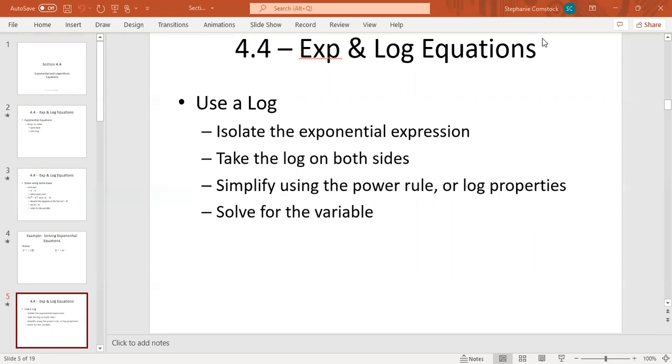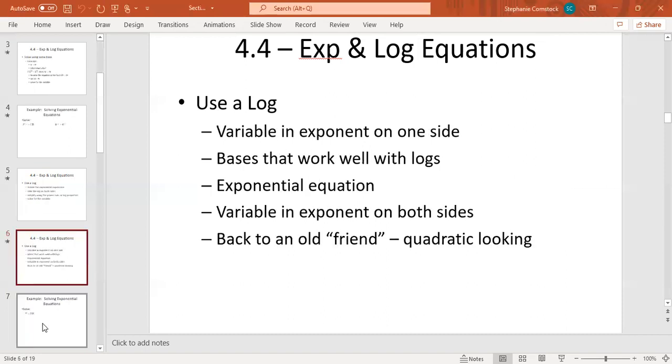Now, we're going to be looking at several of these, and I'm really going to split them up across a couple of videos so it doesn't get super lengthy. So we are going to take a look at variables with the exponent on one side. Okay, so that'll be one of them.